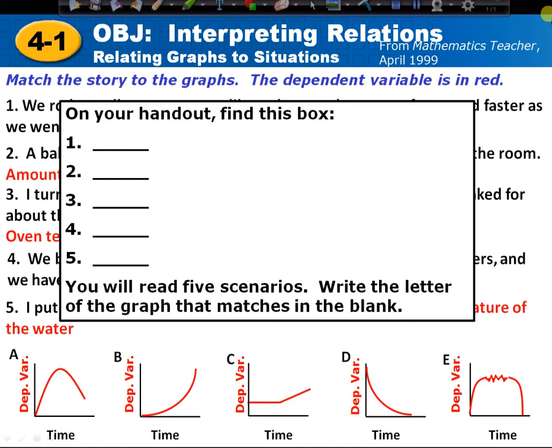Alright, you have a notes handout. Please make sure that you're filling out this notes handout in pencil. I want you to go ahead and read through these first 5 that I'm going to put up and find the little box that's on your handout, and try to guess whether 1, 2, 3, 4, or 5 is going to be A, B, C, D, or E.